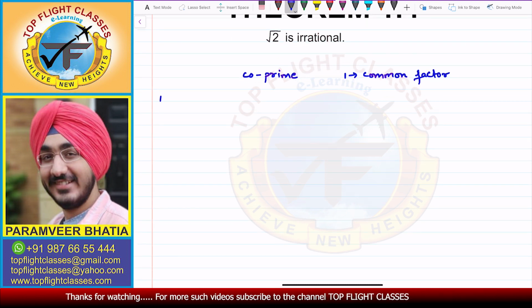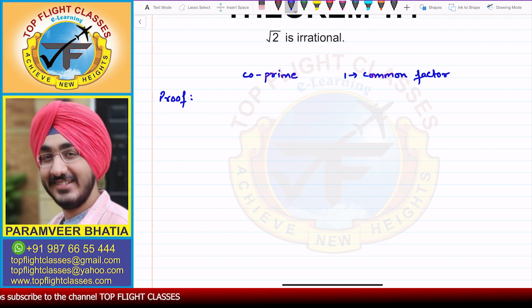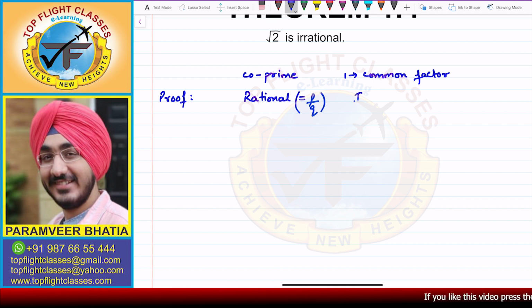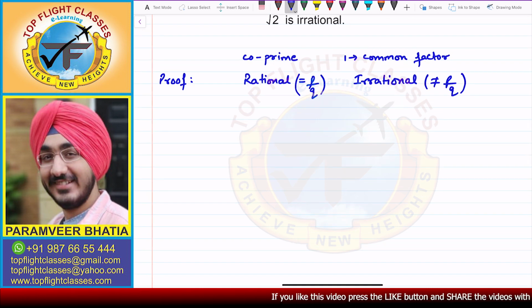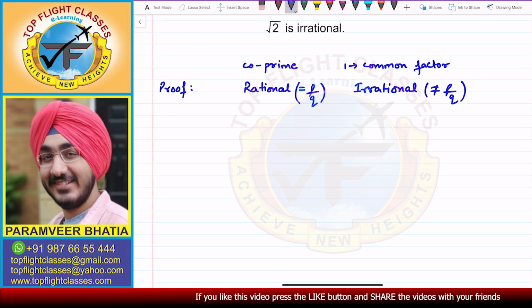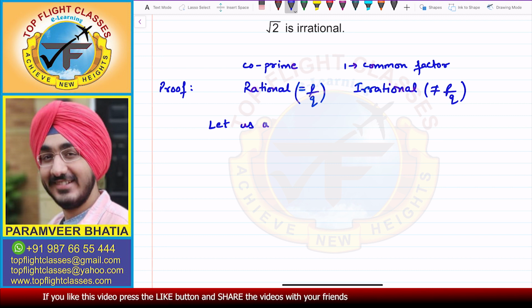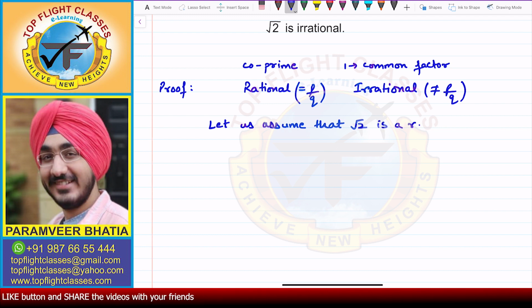So now let us start with the proof. Now we have to prove that root 2 is irrational. Now what is a rational number and what is an irrational number? This we have discussed in the very first video for this chapter, where we discussed that a rational number is a number which can be represented in the form of p by q, whereas an irrational number cannot be represented in the form of p by q. So now since we have to prove that it is irrational, what I do is I assume. So we write, let us assume that root 2 is a rational number.